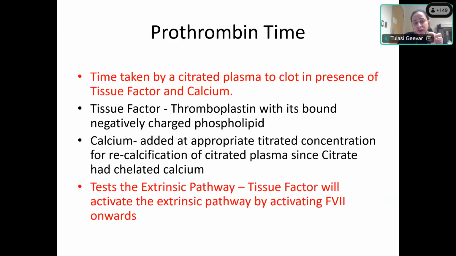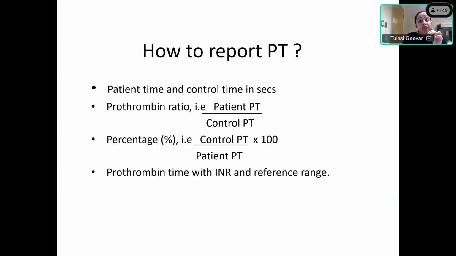So the tissue factor, thromboplastin, with its bound negatively charged phospholipid. The tissue factor activates factor 7 and causes the clot formation. So it will test all components of the extrinsic pathway. The best method to report prothrombin time is along with the INR and the reference range.